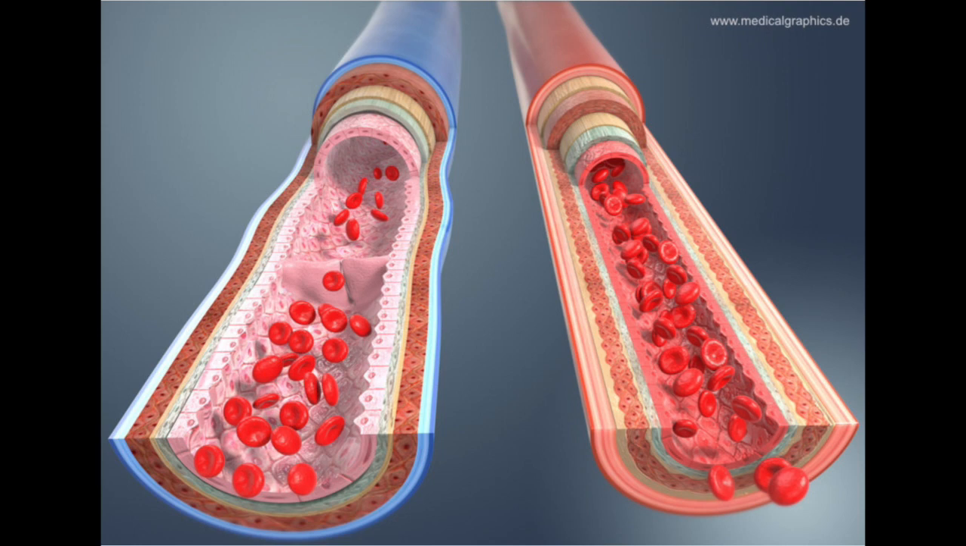They have a thicker tunica media. Elastin allows them to stretch and recoil, and the smooth muscle allows them to constrict and dilate.